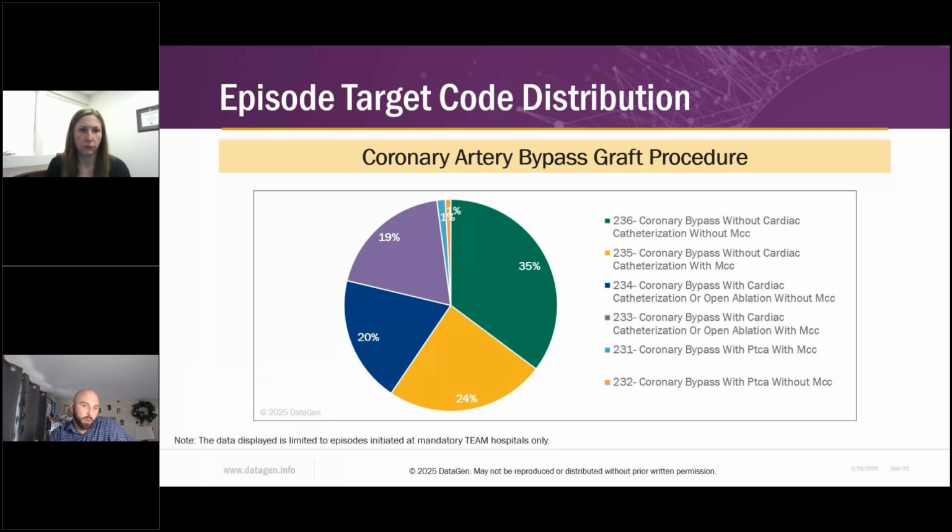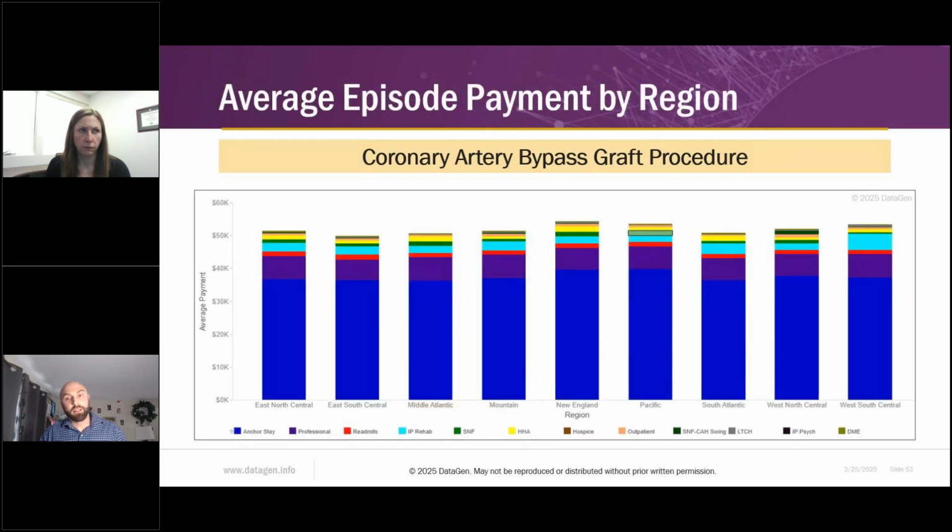Just to make you aware that having a CABG and an open ablation does occur in this bundle. That percentage of 10% probably varies across different providers. So that's just to note. On the next slide, the post-acute care, we see not too much variation.